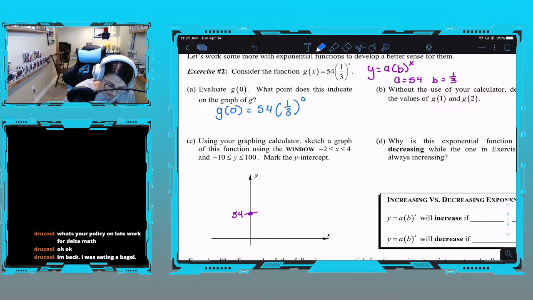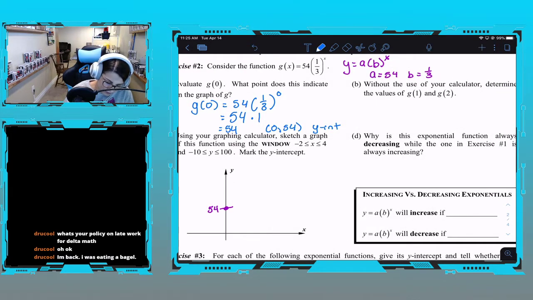1/3 to the 0. And as we said earlier, anything to the 0 power is 1. So we have 54 times 1, which is just 54. So definitely showing our y-intercept there. It's nice to memorize it because then you don't have to keep doing all this math all the time if you just remember it. Okay.